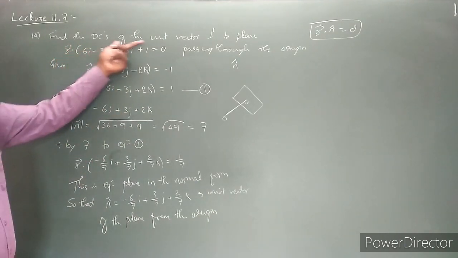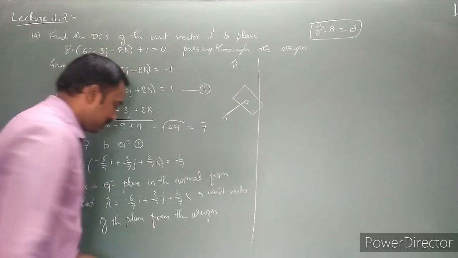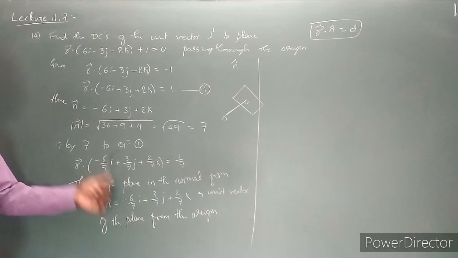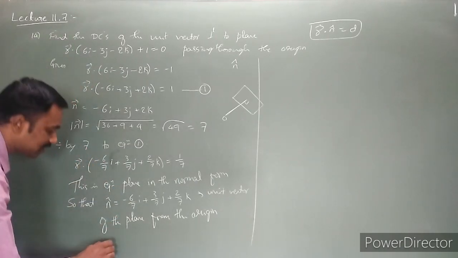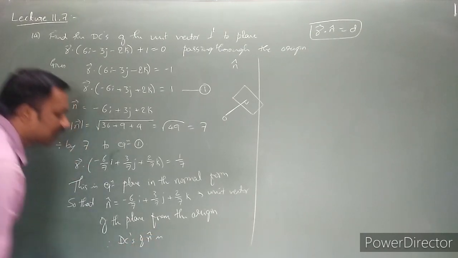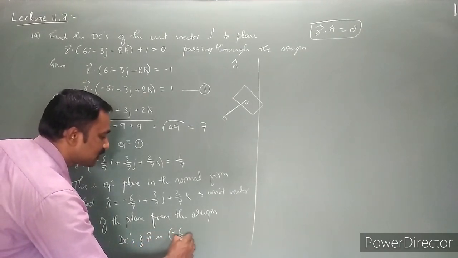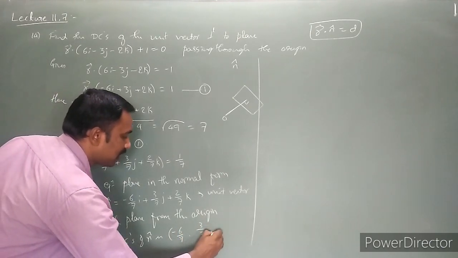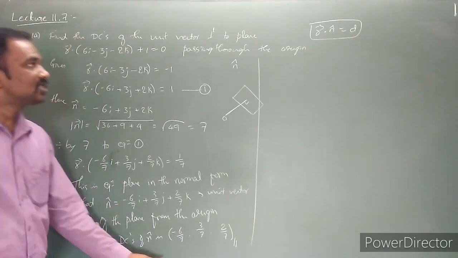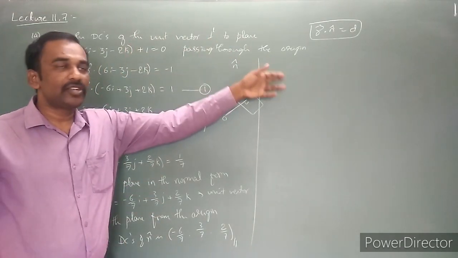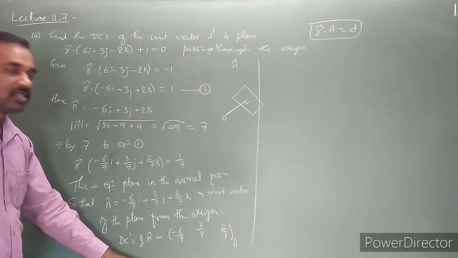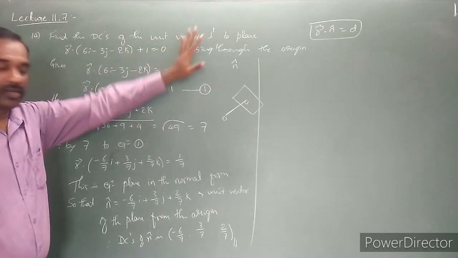Now what we need to find? Direction cosines of the unit vector. Just now we found the unit vector to the plane from the origin. Now we need to find the direction cosines. Therefore, the direction cosines of the unit vector are minus 6 by 7, 3 by 7 and 2 by 7. This is the required direction cosines of the unit vector. That unit vector is perpendicular to this plane and passes through the origin. Is that clear? Clearly understand the question.